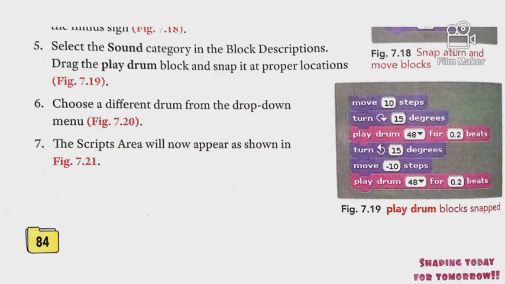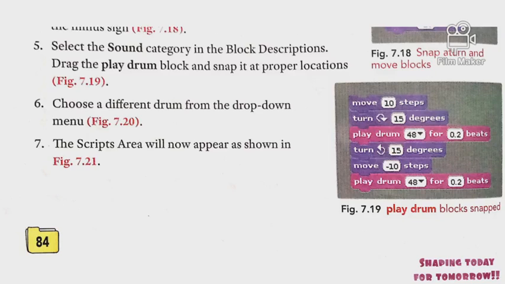Select the sound category in the block descriptions, drag the play drum block and snap it at the proper location. See figure 7.19 for this. So students, in the block description, this time you have to select the sound category, and from that you have to drag the play drum blocks and fix them at the proper locations wherever you want. So they have fixed it at block number 3. You can see the play drum, it is written there in pink color, and they have fixed it at block number 6 also. You can see that there is a pink line at the bottom and at block number 3.